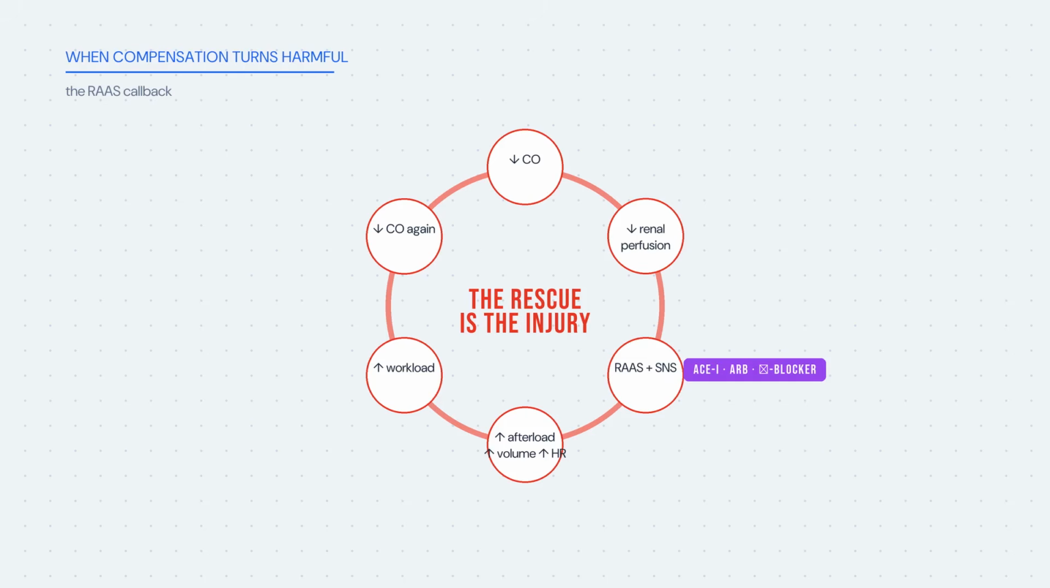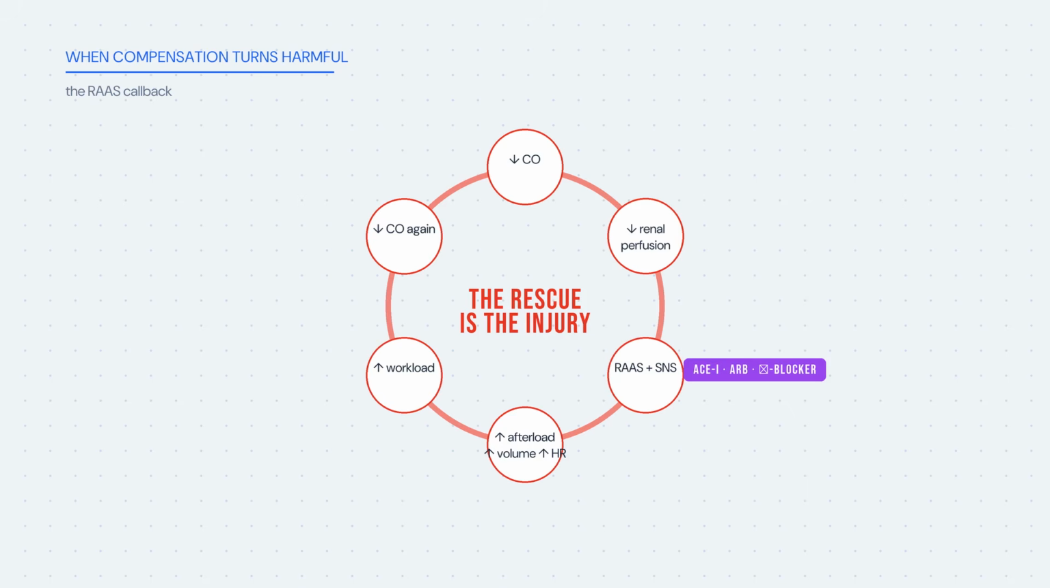The failing heart delivers less blood to the kidneys. The kidney reads that as low volume, and it activates RAAS, vasoconstriction and fluid retention. But the problem was never low volume. So now the failing heart has more afterload to push against, and more volume to handle.